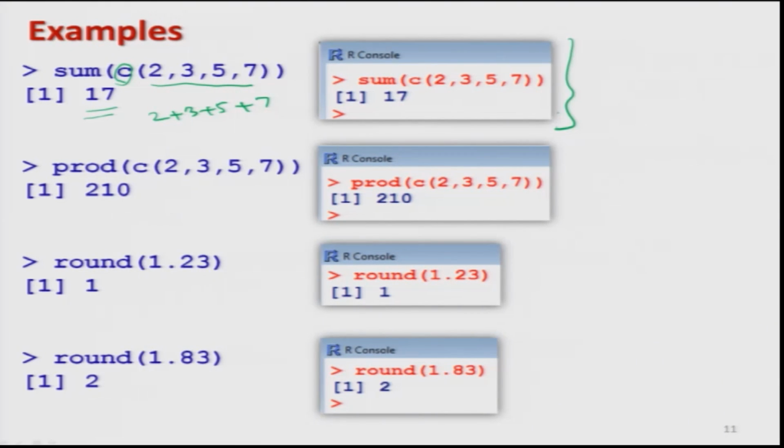Right. Similarly, in case I want to find out the product of 2, 3, 5 and 7, that means I want to know the value of 2 into 3 into 5 into 7.